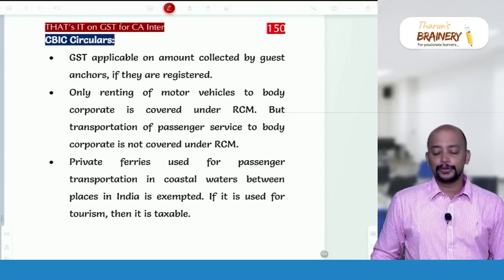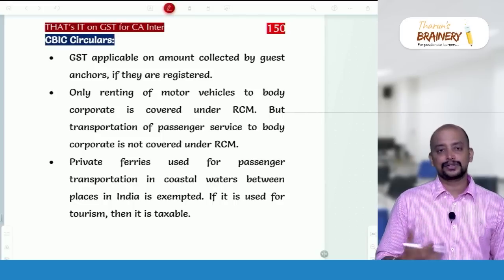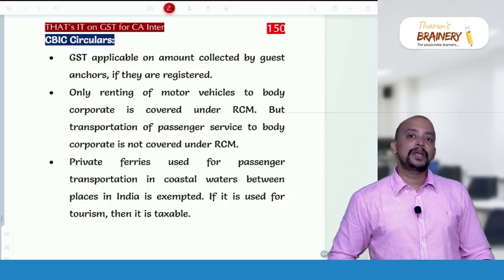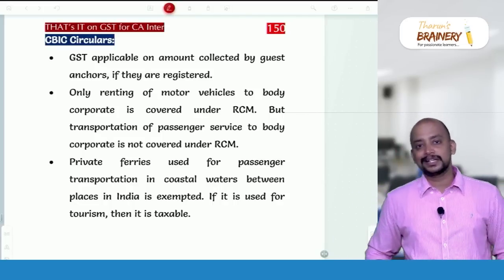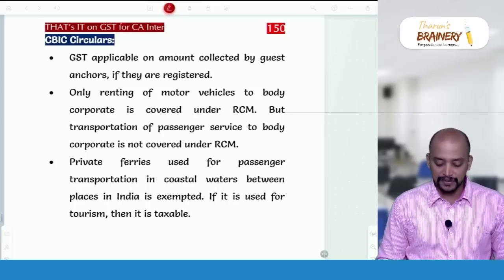GST is applicable on the amount collected by guest anchors if they are registered. So there will be some guest anchors, like in the Big Boss show, etc. They will be collecting some consideration, and that will be taxable. We don't have any exemption with respect to that.